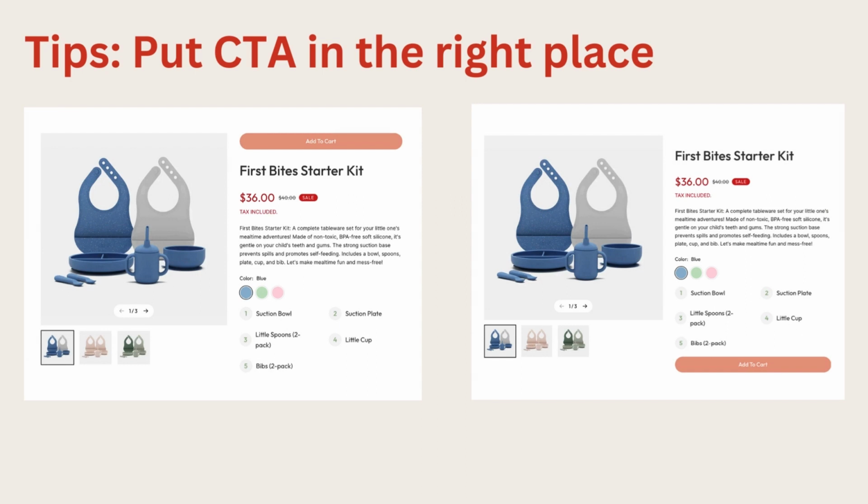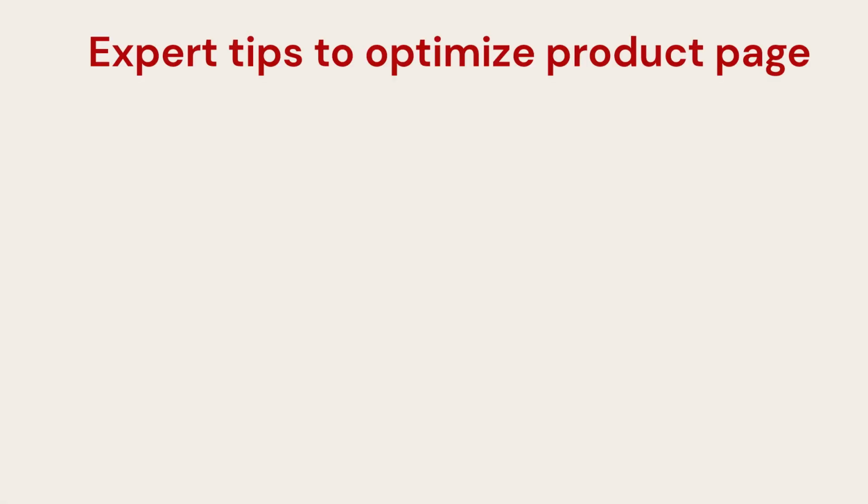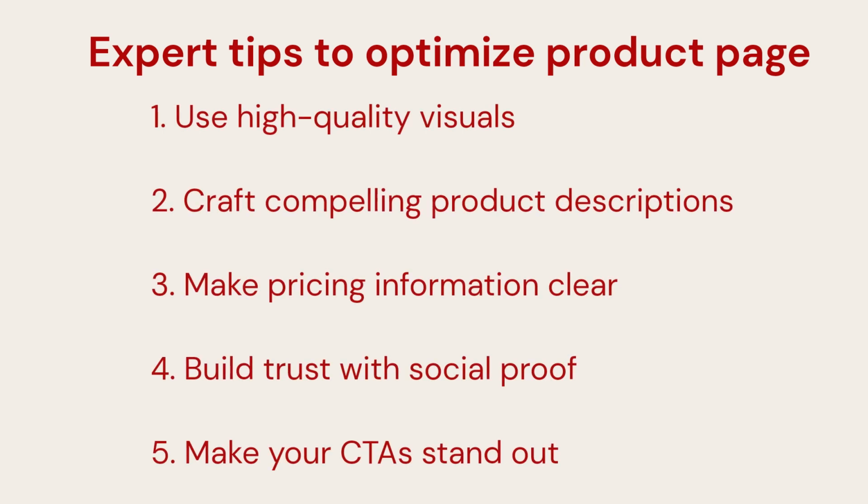Place the CTA high up the page. Usually, CTAs are positioned next to the product image and below the product details. Next, make it visually appealing by using a bright color like red or orange. So here are 5 proven tips to optimize product page to generate more sales. If you want to dive deeper, we attach the detailed guidance in the comment below.